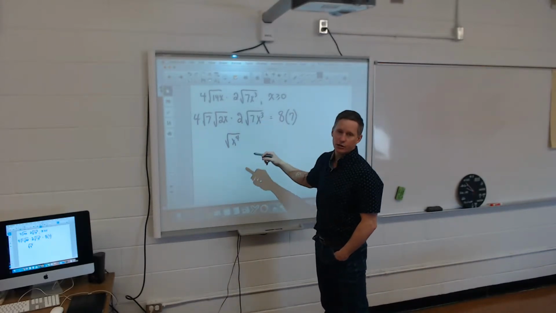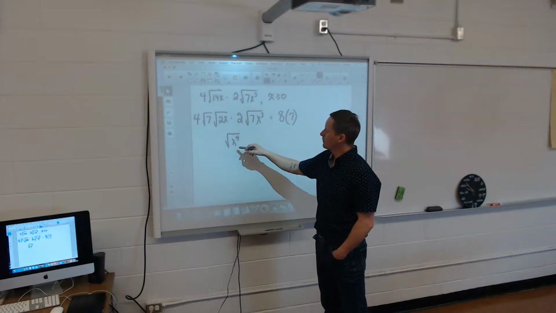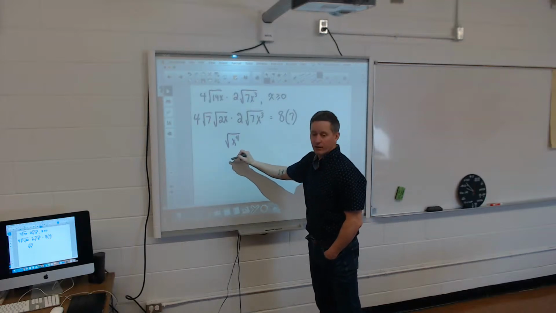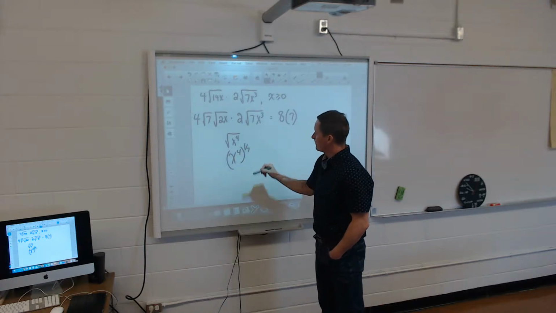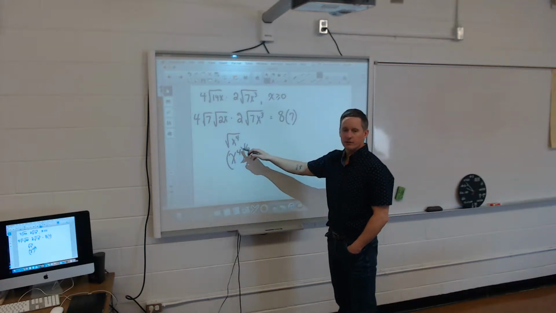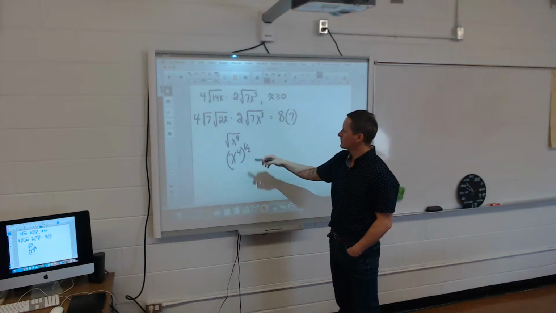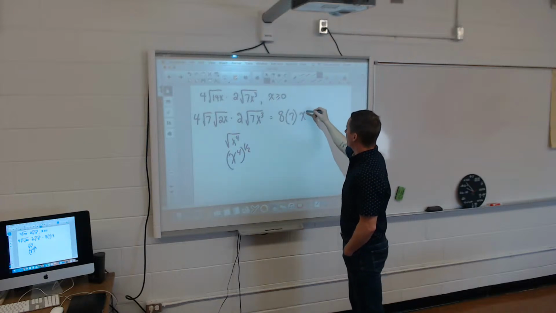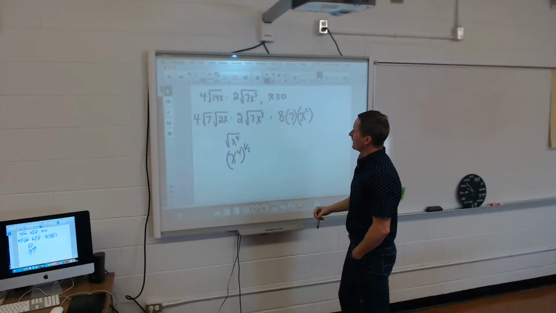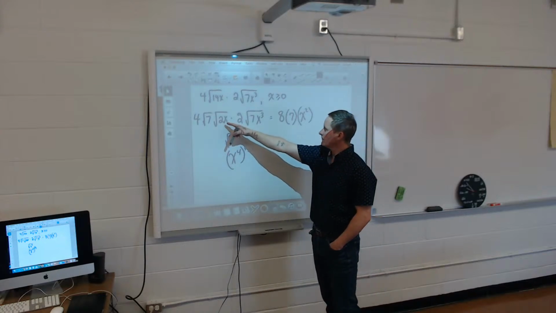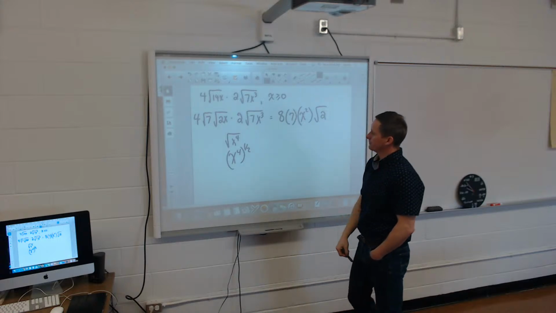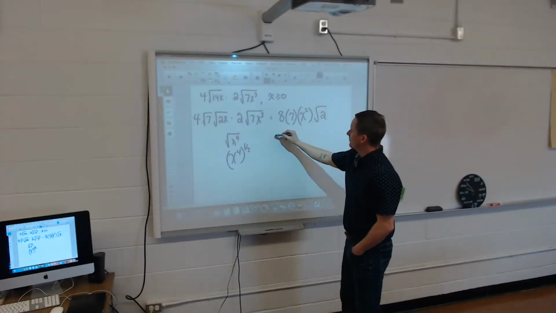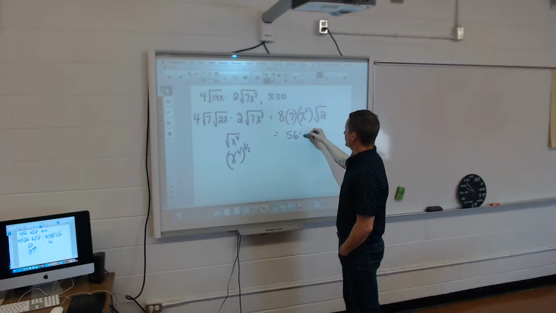So x times x cubed is x to the 4th. The square root of x to the 4th, just to refresh your memory, is like saying x to the 4th to an exponent 1/2. Exponent to an exponent, I multiply, so 4 times 1/2 is 2. Long and short of it, this is x squared. And then what am I left with? I'm left with square root 2. Okay, multiply this together, 56 x squared root 2.